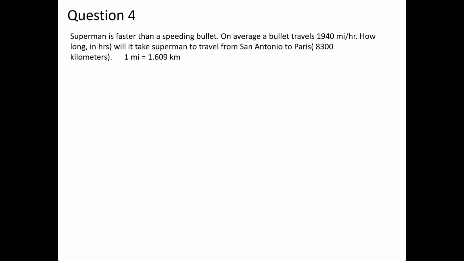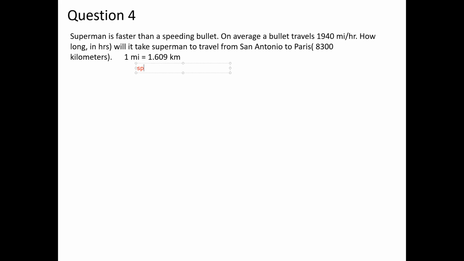So we had Dash on the previous problem. This problem, we have Superman, who's faster than a speeding bullet. On average, a bullet travels 1940 miles per hour. How long in hours will it take Superman to travel from San Antonio to Paris? It tells us the distance is 8,300 kilometers between San Antonio and Paris, and it gives us 1 mile is 1.609 kilometers.